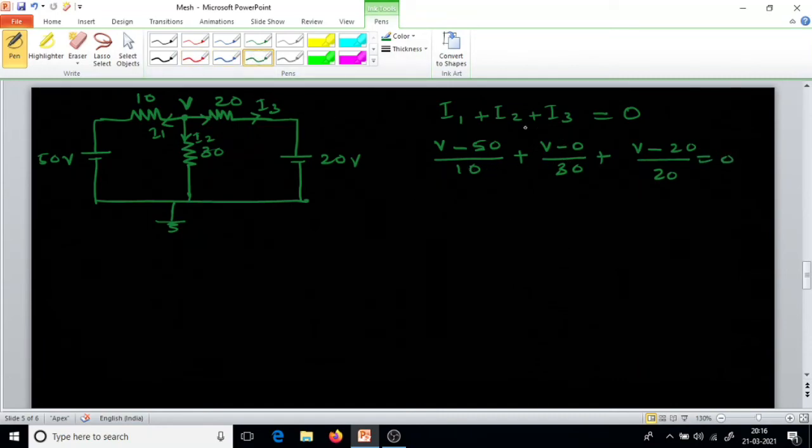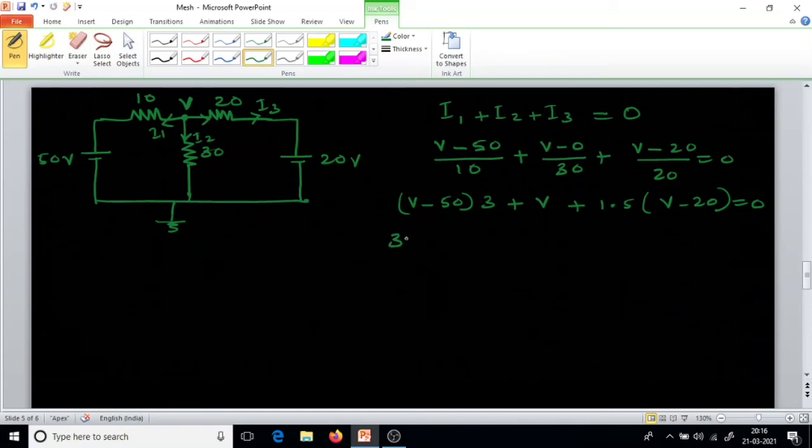Now we'll simplify. I will multiply the whole equation by 30 because that is the LCM. So it will be V minus 50 into 3, plus V, plus here we get 30 divided by 20, so 3 by 2, 1.5, multiplied by V minus 20, equal to 0. Once we get the value of V, we'll apply Ohm's law and find the current through the 30 ohm resistor.